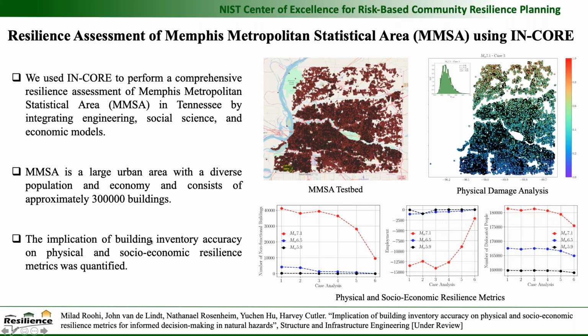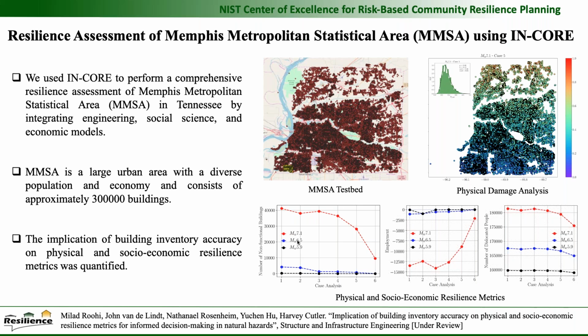This is a little small here, but this first plot down below on the left shows the number of non-functional buildings. For the case analysis, just pay attention to case 1 on the extreme left of each plot. The cases don't matter for this discussion. They're just different building resolutions. That would be the highest resolution, every building being accurately modeled. And so what you can see is that we're getting 40,000 buildings with an M7.1 and virtually no buildings with an M5.9.